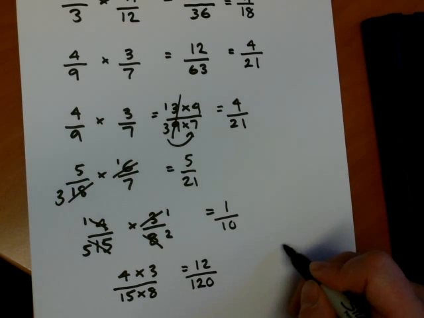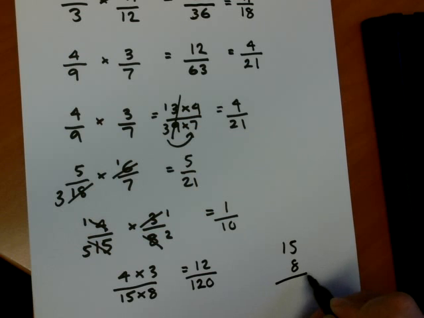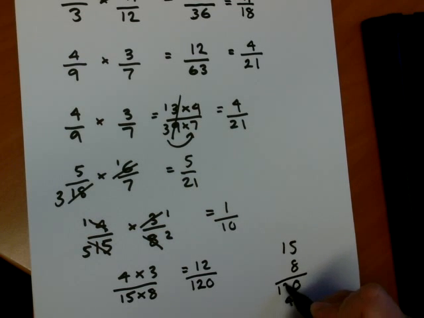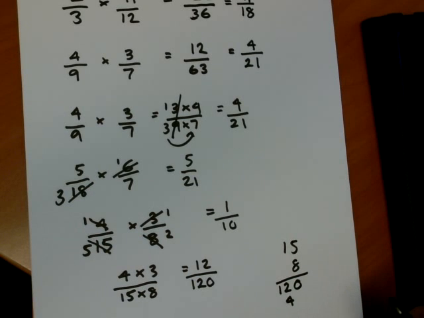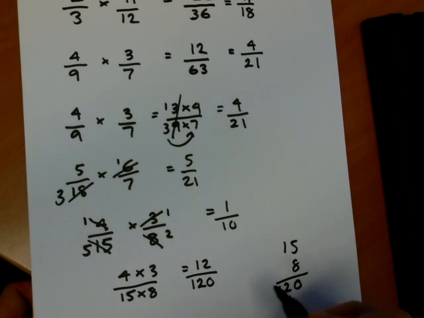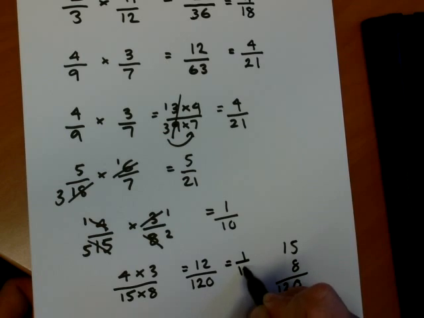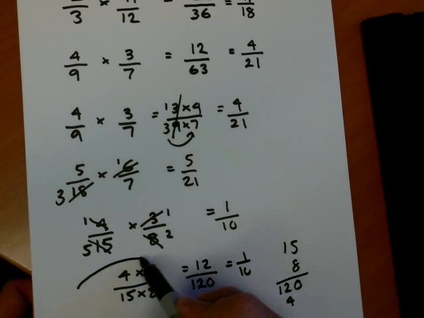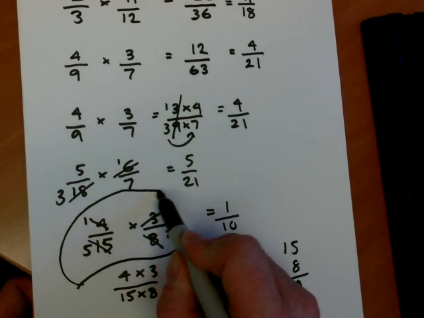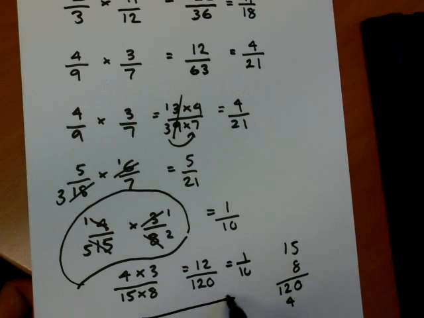Alright, I'll show you how I do that. 15 times 8, 5 8s are 40. 1 times 8 plus 4 is 12, so it's 120. So it would have come to 1/10. But if you did the cancelling out, it wouldn't have been as complicated as this method here.